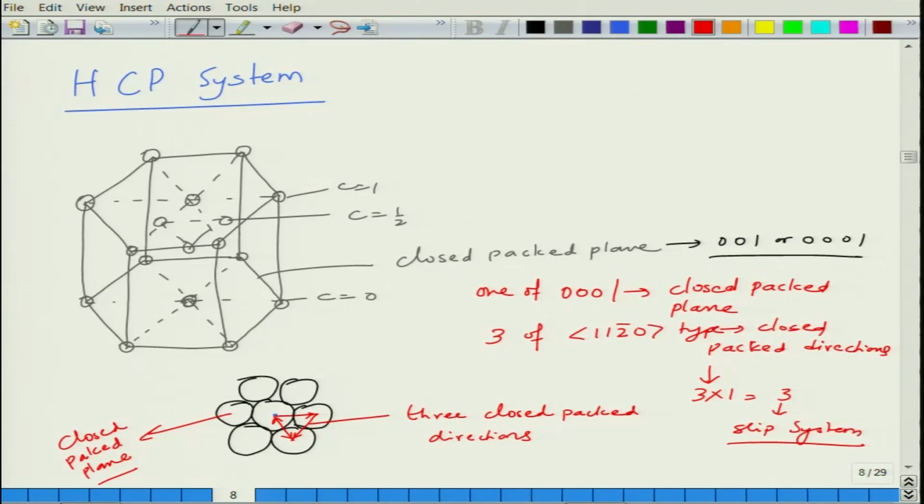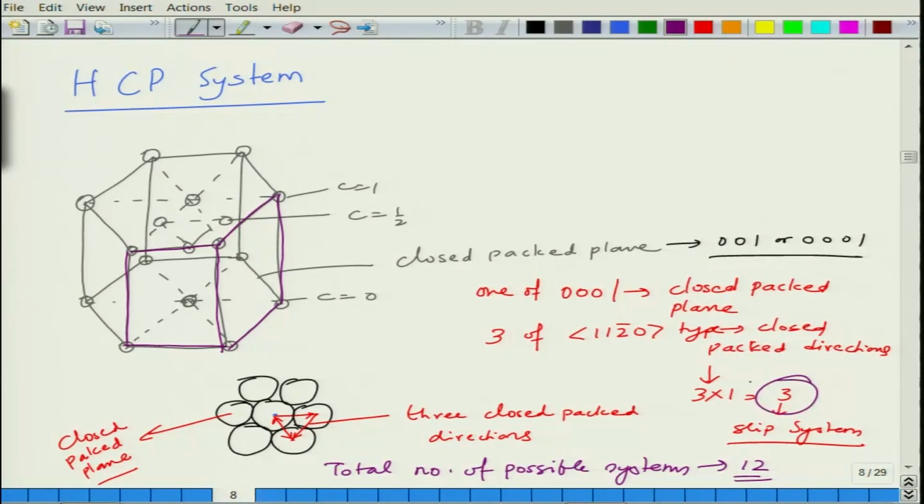But there are other planes as well which contain these closed packed directions. So, for instance, this plane can contain this direction. So, all these planes, they will contain this direction, all right. So, they will also contain these. So, likewise you can form various slip systems. So, the total number of possible slip systems which contain these closed packed directions could be up to 12 in HCP, but out of those 2, 3 are the most preferable, others are sort of secondary slip systems.